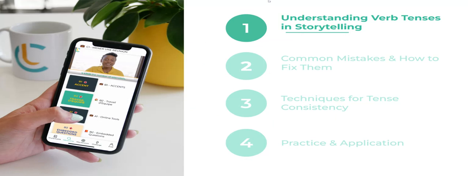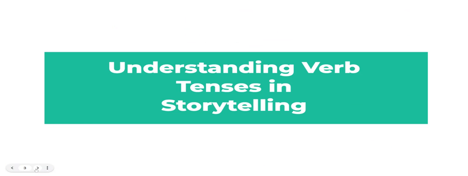So there are a few points on our agenda for today, and the first one is understanding verb tenses in storytelling. Okay, I'm just going to double check that participant list. Okay, looking good. So understanding verb tenses in storytelling. Let's continue.